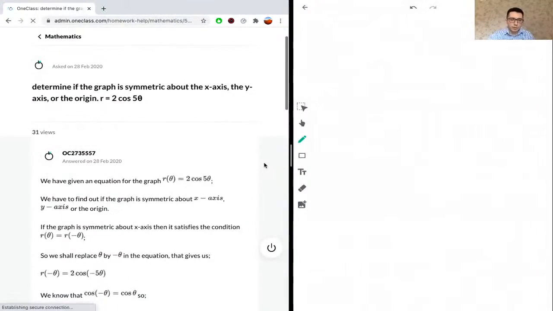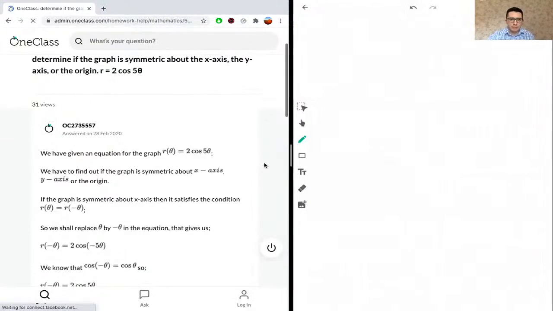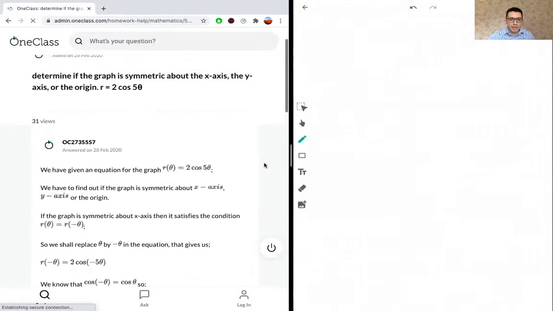All right, so this question asks us to determine if the graph is symmetric about the x-axis, the y-axis, or the origin, for the equation r equals 2 cos 5 theta.